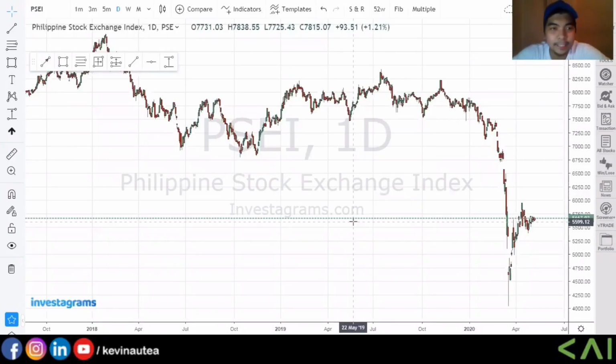This is the second part of the moving average series. How can you trade or maximize the potential or the use of moving average?